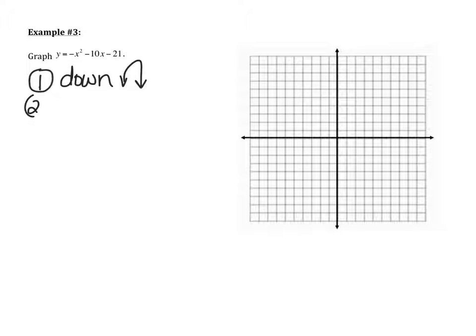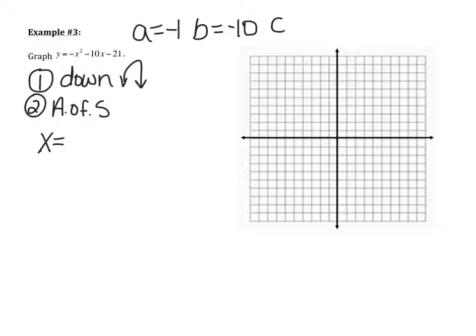Our second step is to find the axis of symmetry. We do that by doing x equals -b over 2a. So our a value would be -1, since there would be technically a -1 in front of your x squared term. Our b value would be -10, and our c value is -21. So our axis of symmetry would be at -b over 2a. So the opposite of -10 is +10.